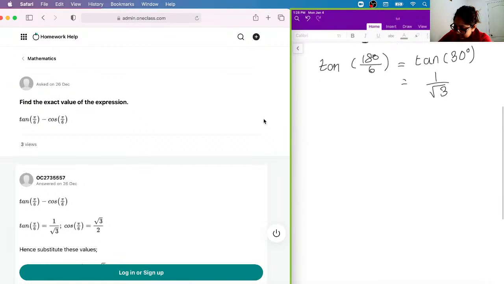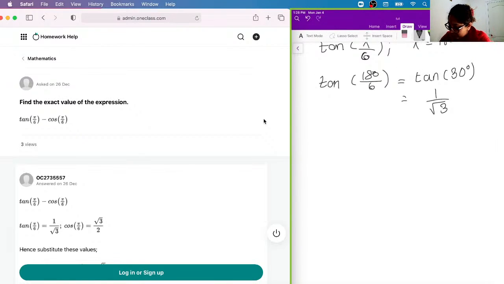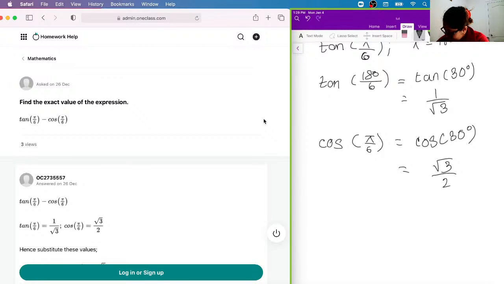And so the next step would be, now let's find what cos pi over 6 is equal to. We can say that this is the same thing as cos 30. And cos 30 is basically root 3 over 2 from our special triangles.